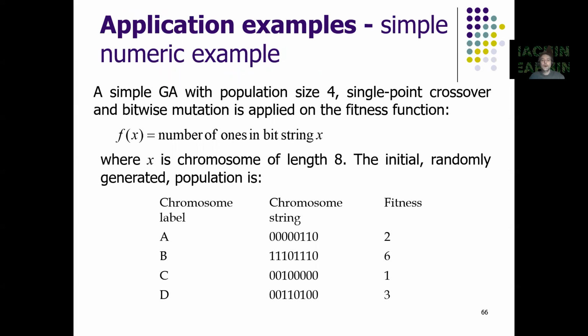Some examples now to show you how some of these operators work. I have a simple GA with a small population size of 4, single point crossover, bitwise mutation, and that's the form of the fitness. The fitness in this case is the number of ones in the bit string X. X is a chromosome of length 8, so there are 8 bits, and you can see in the table the chromosomes. There are only 4 chromosomes. These are the strings, and you can find the fitness. It's easy because the fitness is the number of ones in the bit string. So in the first one, there are only 2 ones, so the fitness is 2. In the second one, there are 6 ones, so the fitness is 6, and so on.